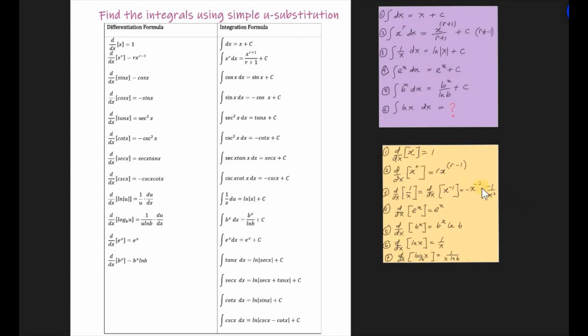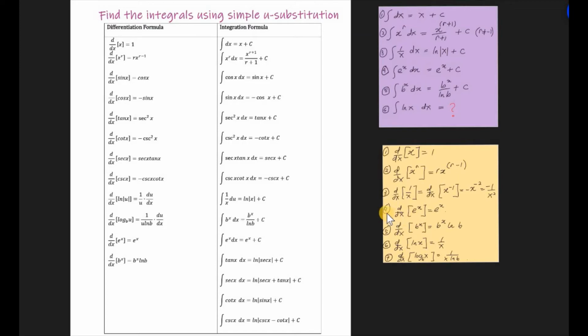So it is negative x power negative 1 minus 1, negative 2. This is the answer for differentiating 1 on x. Whereas, when we integrate 1 on x, the formula is ln x. As we differentiate ln x, you will get back 1 on x. There you can see the relationship between differentiating and integrating. Integrating is actually the antiderivative of the function.